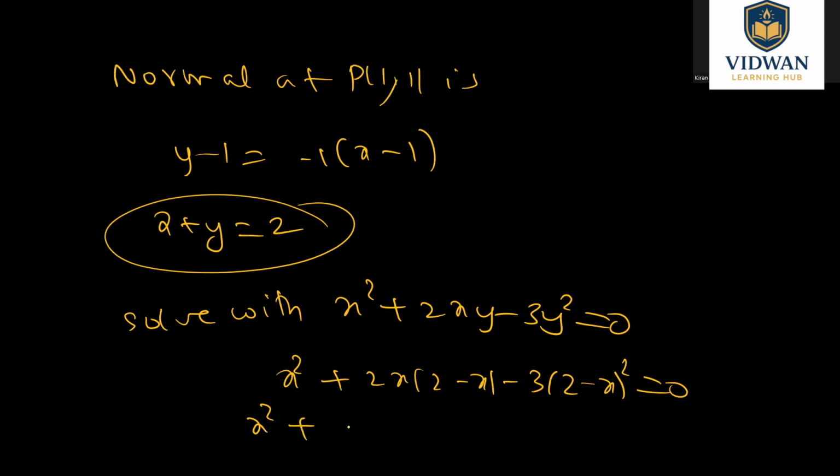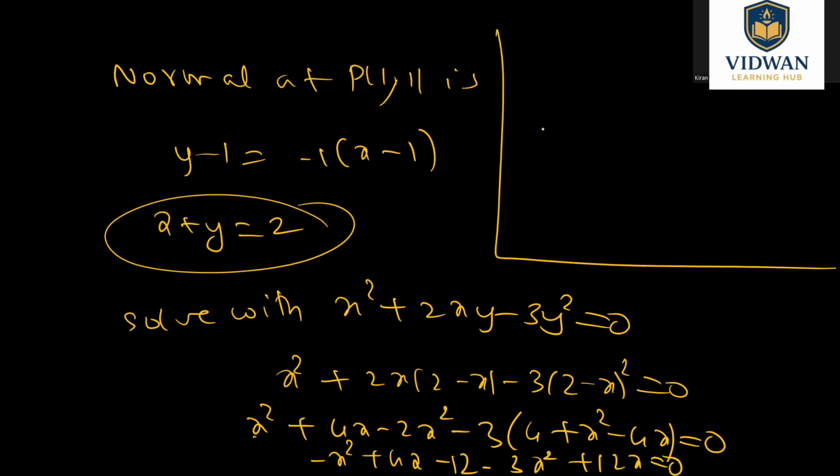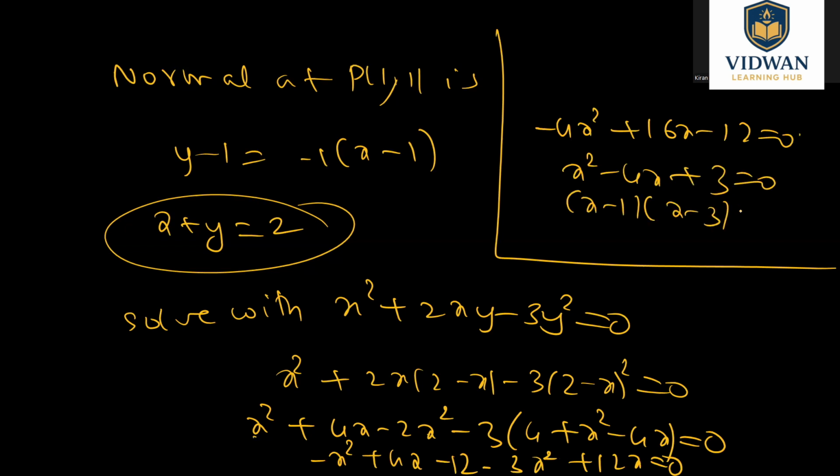So we'll get x square plus 4x minus 2x square minus 3 into 4 plus x square minus 4x. So solve this. One of the values of x, you'll get 1 again. And one more value you'll get. That will be the other point that you require. So if you open the brackets, we have x square minus 2x square minus x square plus 4x. Open the brackets here, you'll get minus 12 minus 3x square plus 12x. So that is the same as minus 4x square plus 16x minus 12 equal to 0. Dividing by minus 4, you'll get x square minus 4x plus 3 equal to 0. X minus 1 into x minus 3 equal to 0. So x equal to 1 or 3.